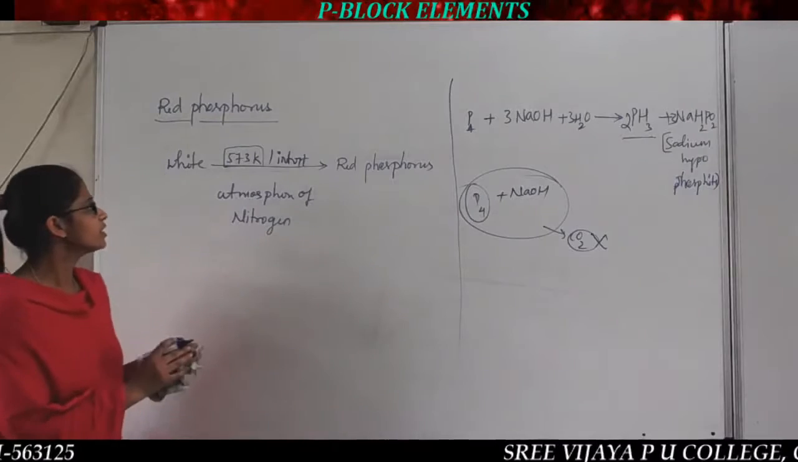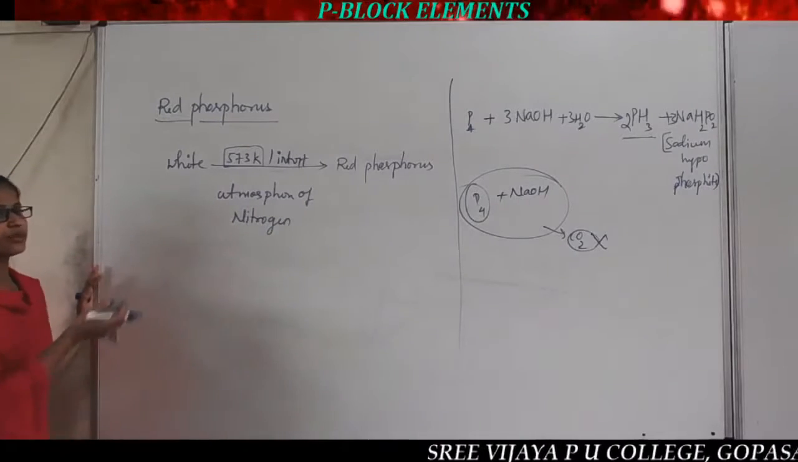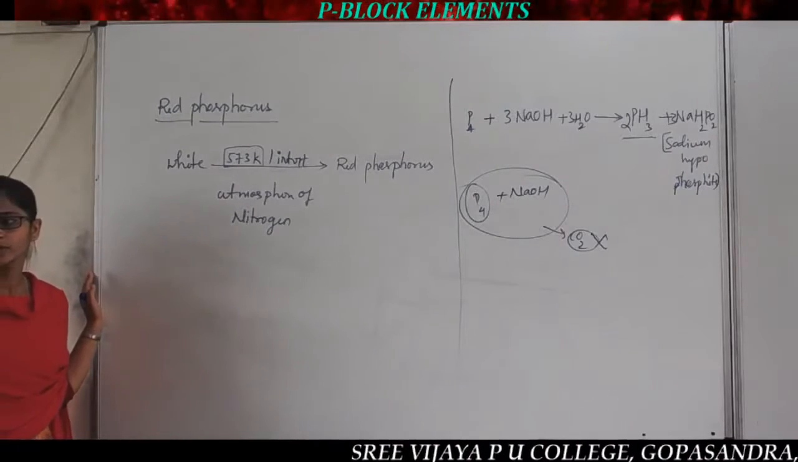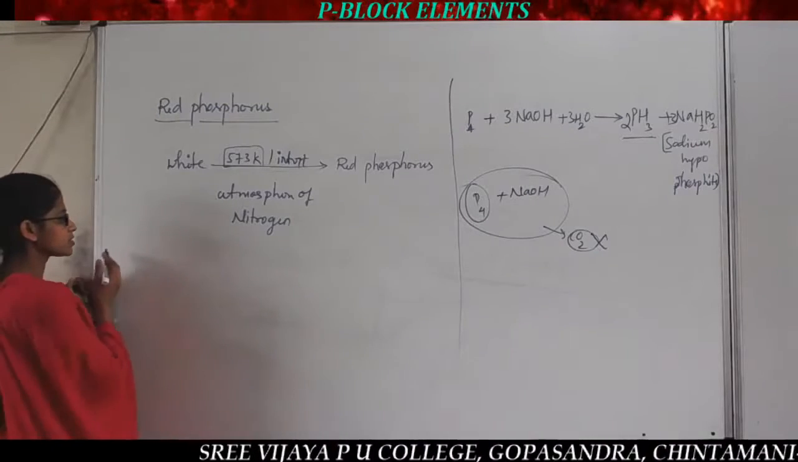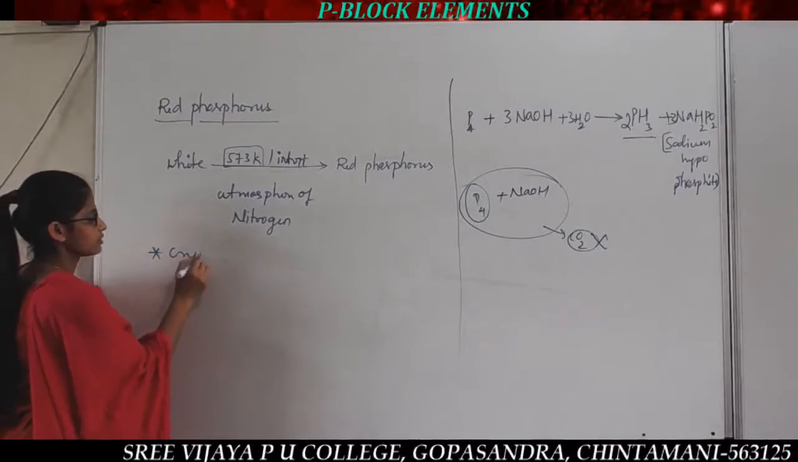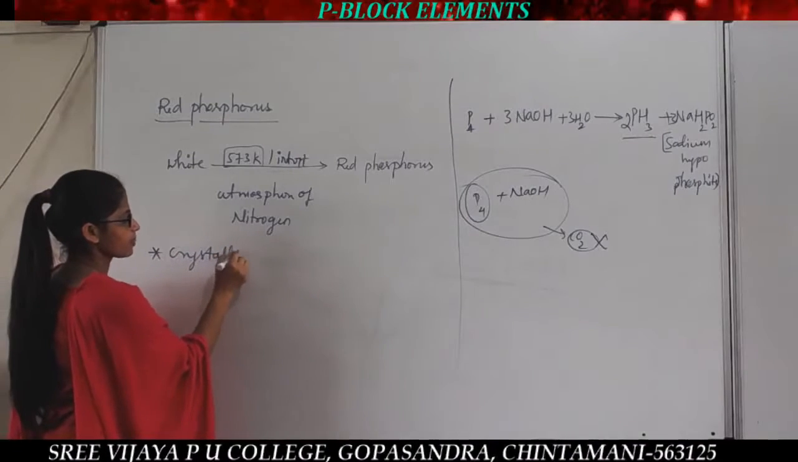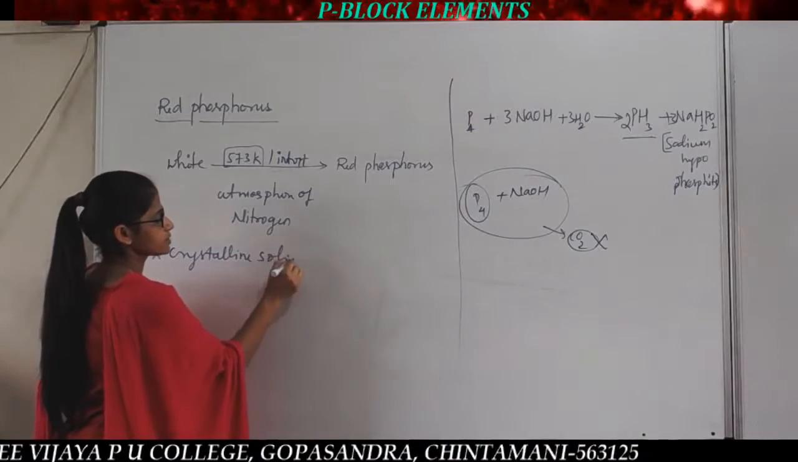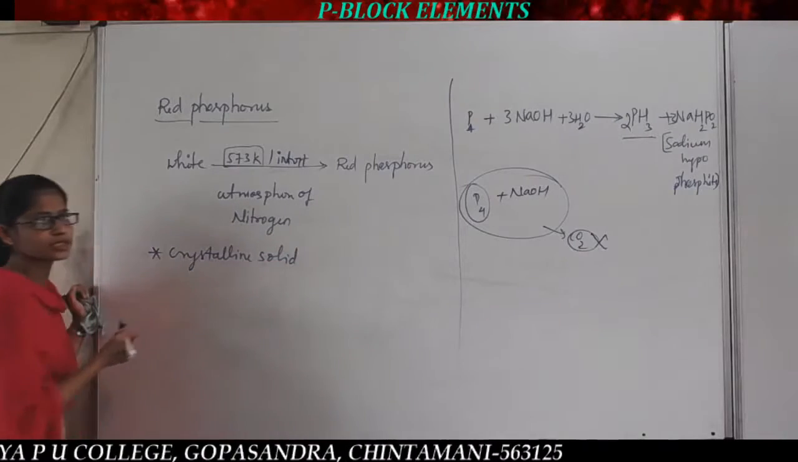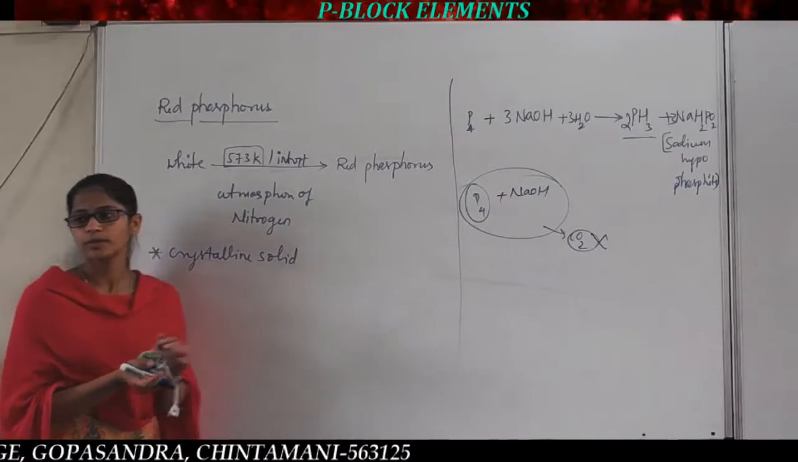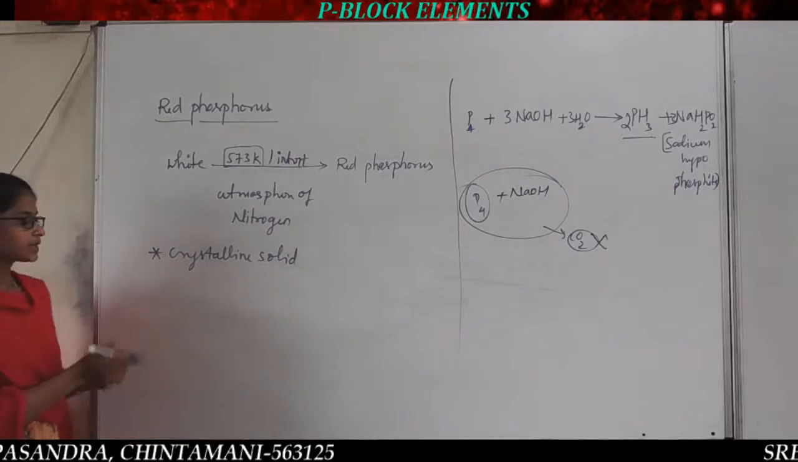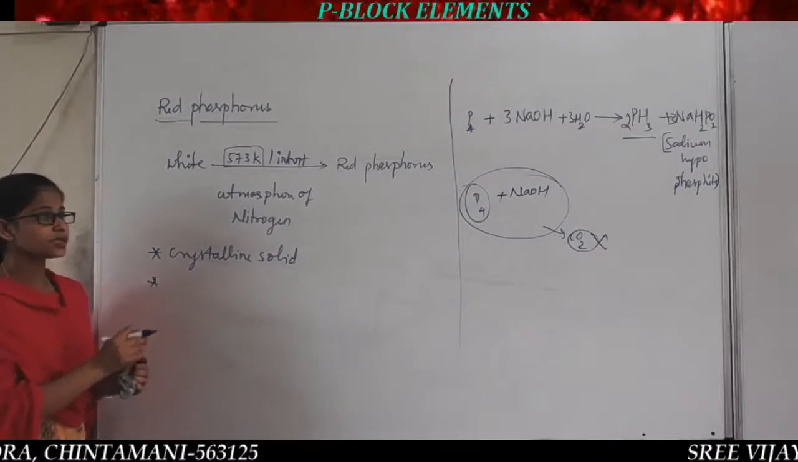Then come back to red phosphorus. This is one of the methods for the preparation of red phosphorus from white phosphorus. It also exhibits a crystalline solid structure. In the crystalline solid structure, it is not poisonous compared to white phosphorus. Okay. Next, this red phosphorus is very, very important.